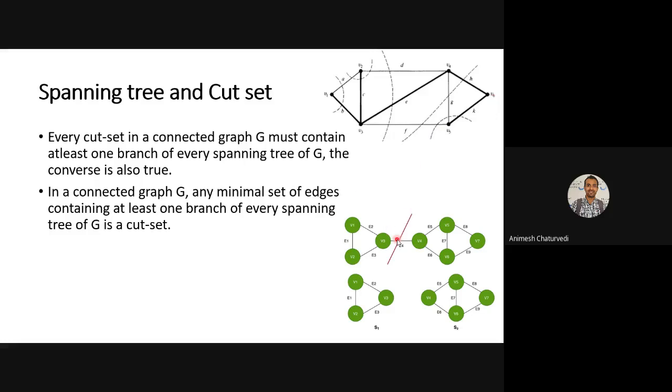So this is an example: if you cut this large graph, it will be disconnected into two components. So two components are being formed. These are the properties that are required.